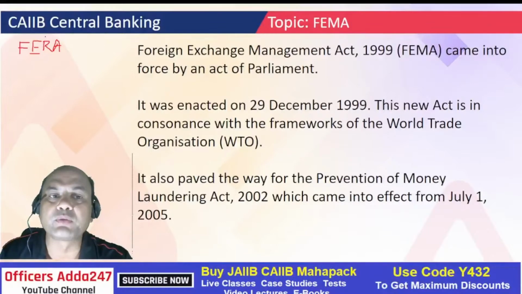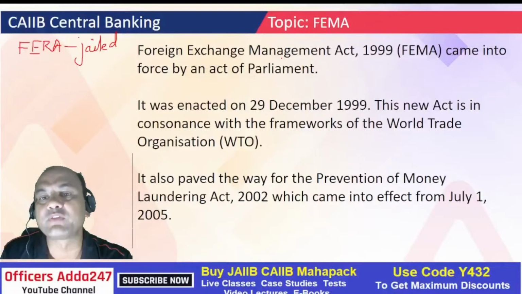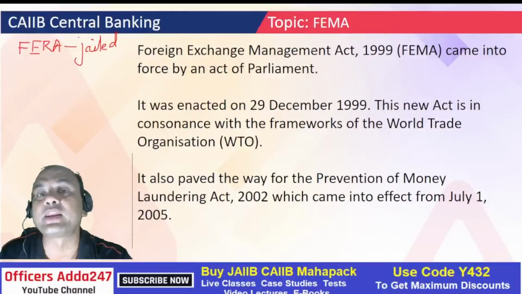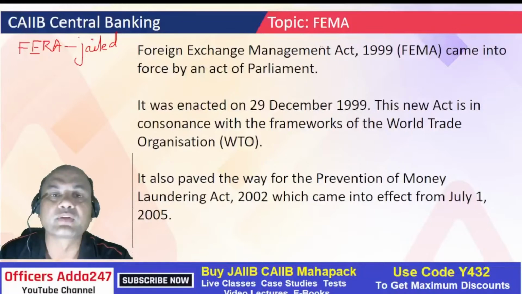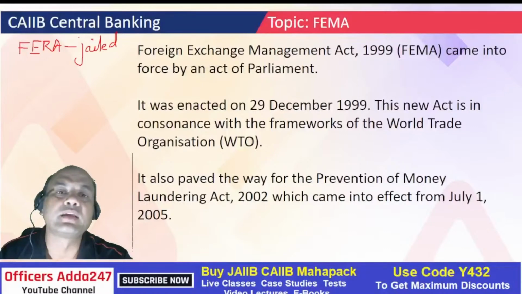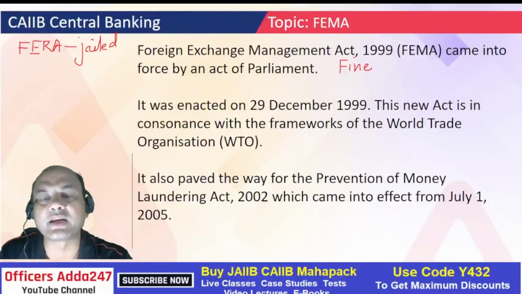In FERA, if you made some mistake, some error, you were actually jailed. But in FEMA, they have changed it. You are not jailed unless it's a very serious crime. So if it's a financial loss or some mistake, error you have done, then you have to pay the fine and you are out. Okay, so it's just related to money over here. So they've made it simple over here.